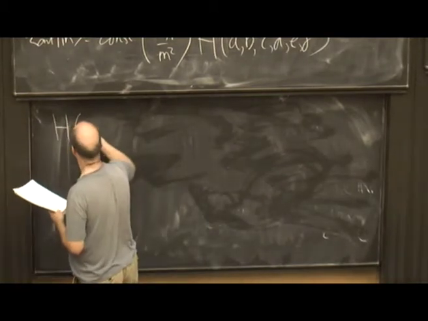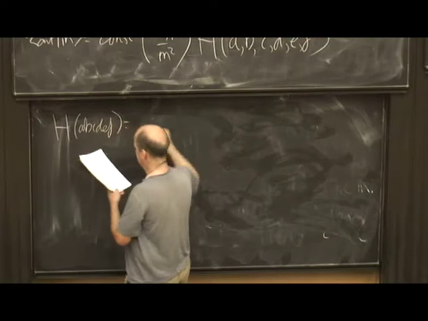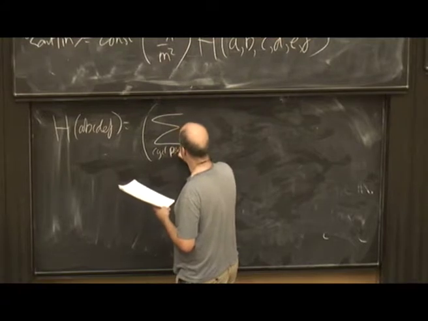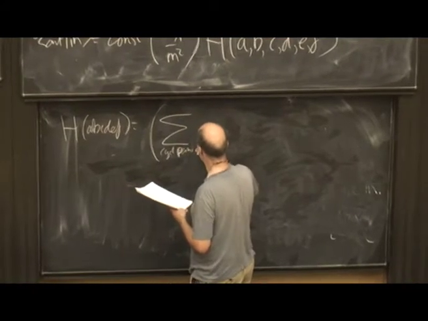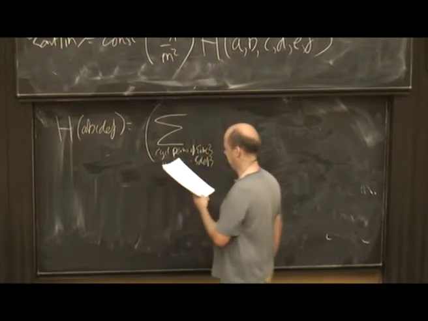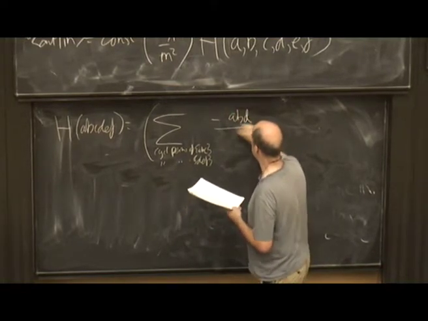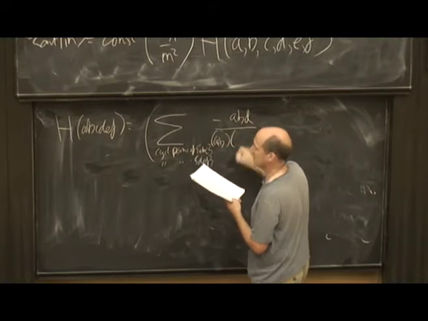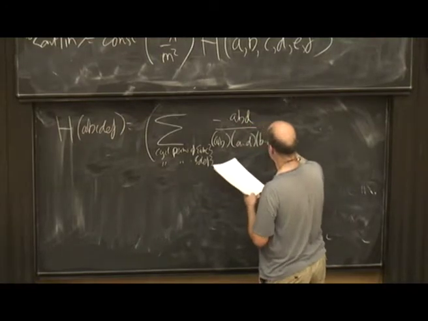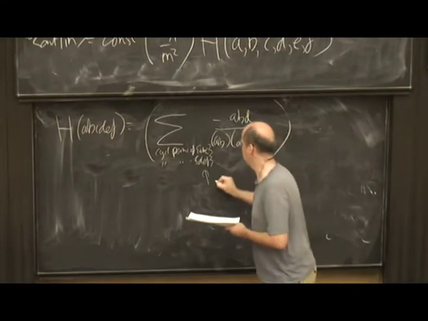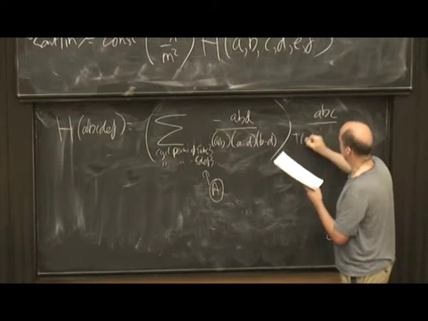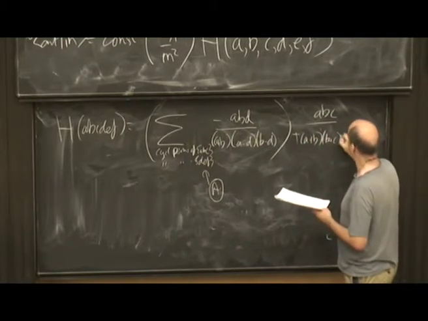So H of A, B, C, D, E, F is, well, first of all, I've got to do all the A-class diagrams, so the cyclic permutations of A, B, C, and the same of D, E, F, of minus A, B, D divided by A plus B. What was it? A minus D, B minus D. Okay, so that's all the A diagrams. I mean, there's only one B diagram: A, B, C over A plus B, B plus C, C plus A.